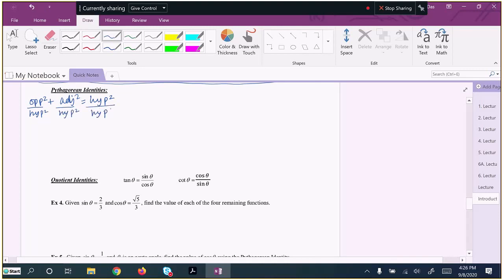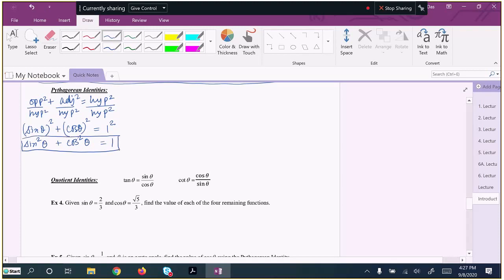Well, what you get when you divide opposite by hypotenuse, by definition this is sine, but because I'm squaring it, this is sine theta, but squared. Adjacent over hypotenuse is cosine theta, but squared. Hypotenuse over hypotenuse is 1, so 1 squared. In trigonometry, sine theta whole to the power 2 is generally written as sine squared theta. Cosine theta whole to the power 2 is written as cosine squared theta, and 1 squared is 1. That is a Pythagorean trigonometric identity.